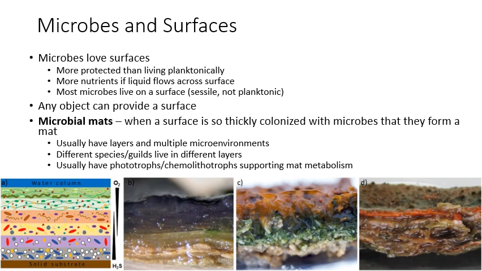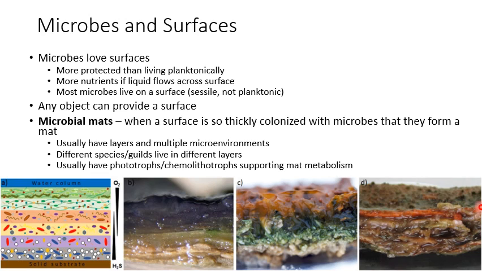In general, a microbial mat is going to have at least one layer in it that is really favorable for phototrophs or for chemolithotrophs to live in. And those phototrophs or chemolithotrophs would be producing organic compounds that are going to be used by the rest of the microbes in the mat to support their metabolism.